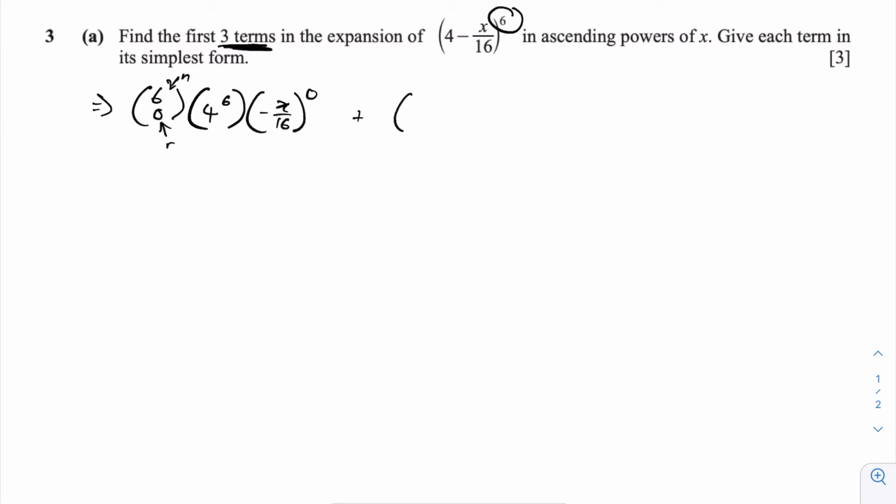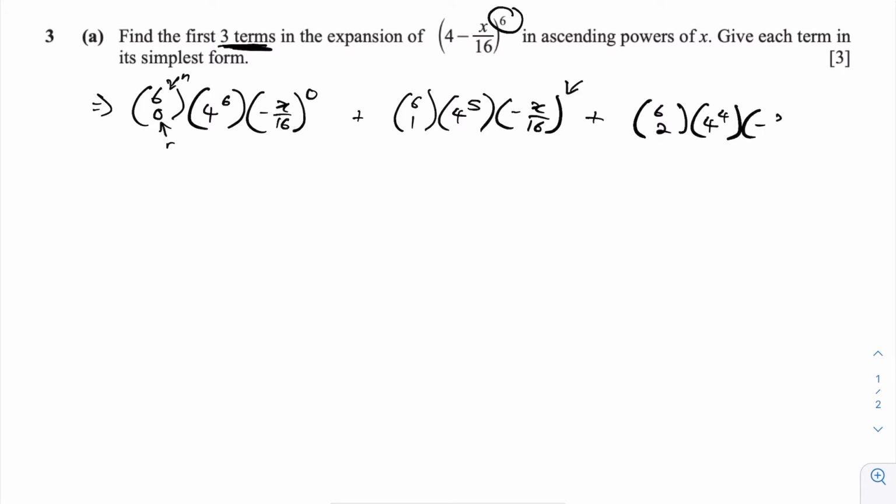Plus, then we increase r by 1, making it 6 choose 1 times 4 to the power of 5 times (negative x over 16) to the power of 1. We're increasing this term by 1. Plus, and here's our last term, 6 choose 2 times 4 to the power of 4 times (negative x over 16) squared. Now notice that they said ascending powers of x.